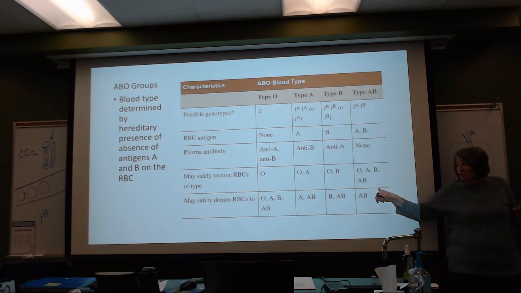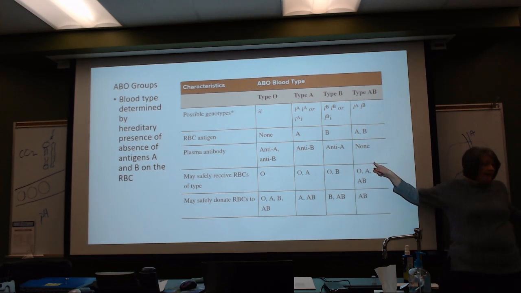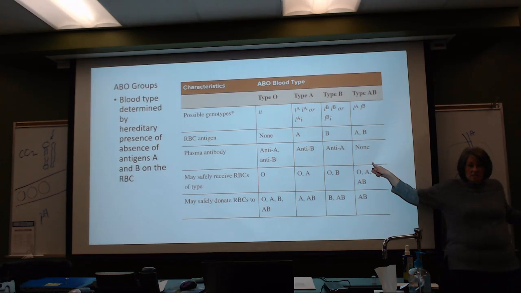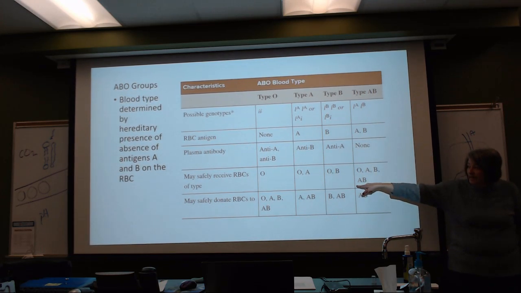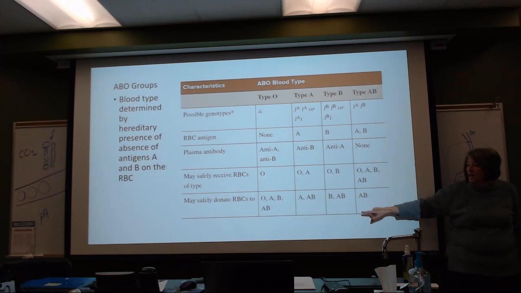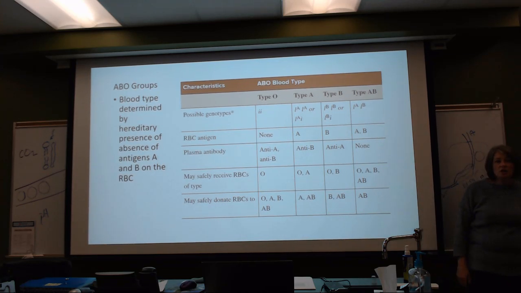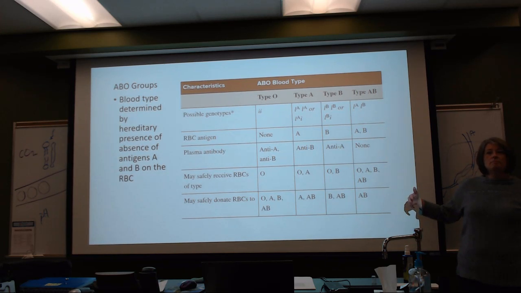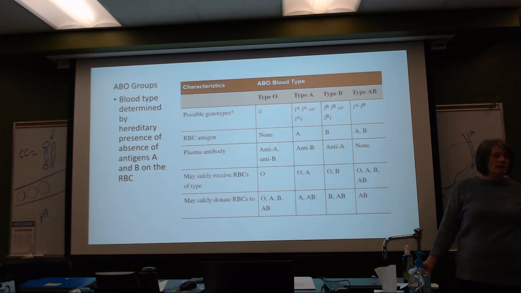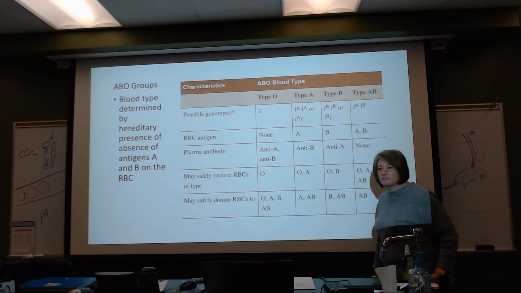It's going to determine what antibody is in the plasma, what blood you can safely receive, and then what you can donate. This is why, when we usually talk about blood types, they usually go, oh, well, O, universal donor, AB, or whatever it is. So this is the reason for that.